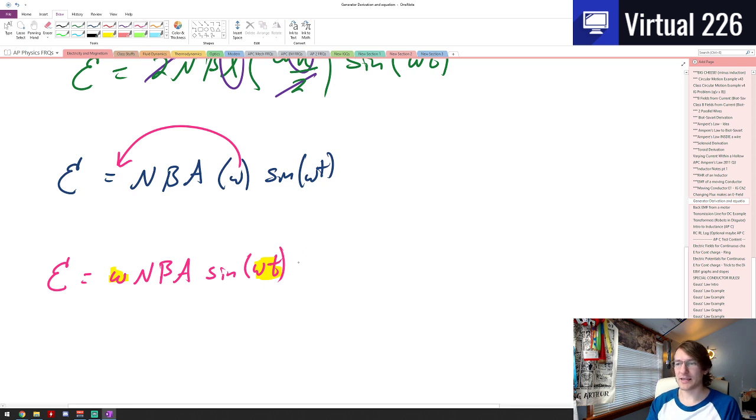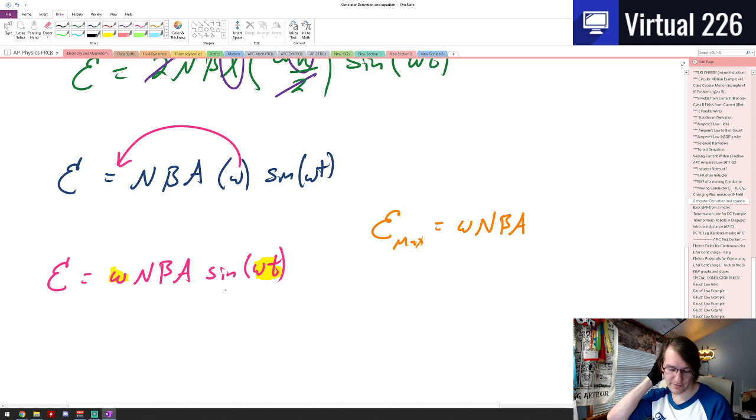Interesting thing, the maximum amount we're going to get out of this is just omega NBA, because the maximum value of sine is 1, so that will be the max we're ever going to get on our EMF there. The minimum amount of our EMF is going to be 0, because sine of 0 is 0. So that's the smallest component that sine could ever be. So it's kind of a neat thing there.